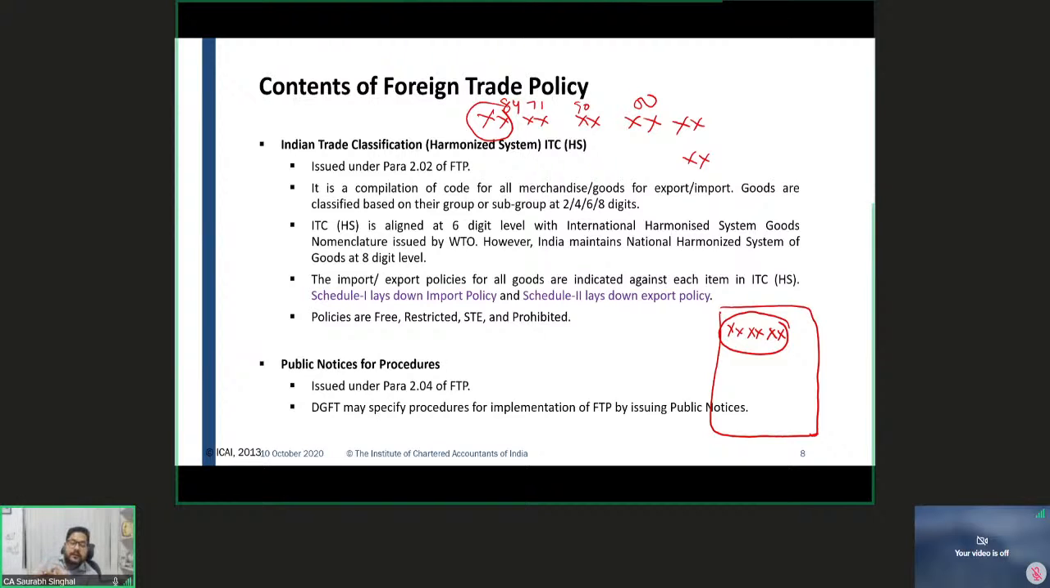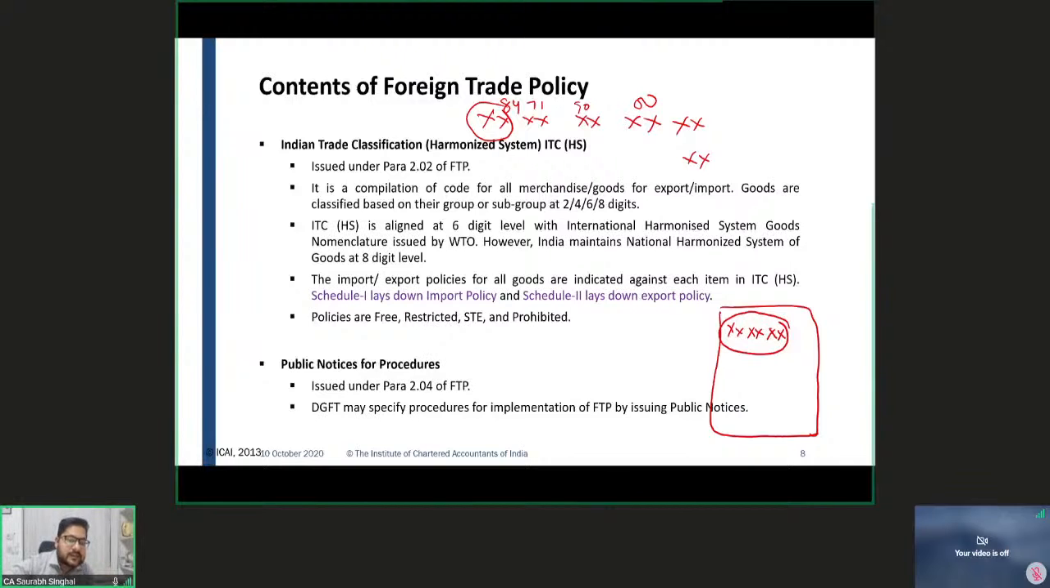ITCHS under foreign trade policy is issued in terms of para 2.02 of the foreign trade policy. It has two schedules, Schedule 1 and Schedule 2. And a word of caution here: you should not confuse ITCHS with the Customs Tariff Schedule. Under the Customs Tariff Act, the first schedule has the same classification that I am referring to, at 8-digit level. But there, what is prescribed? The rate of BCD is prescribed.